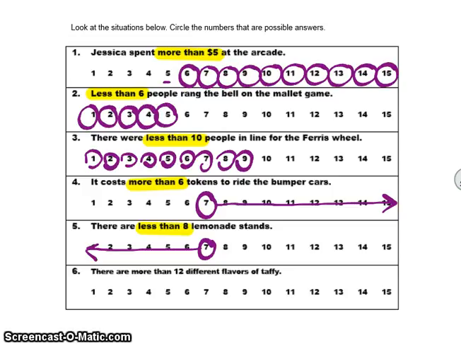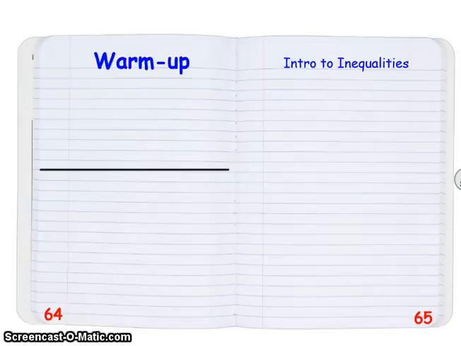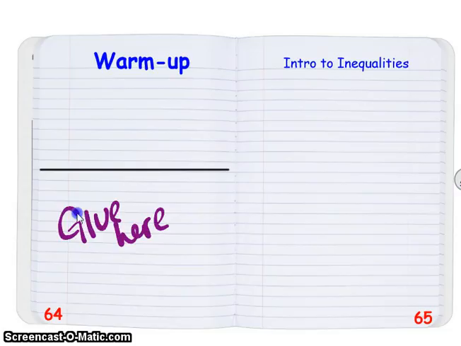Number 6, there are more than 12 different flavors of taffy. So more than 12. The first number that's bigger than 12 is 13. And I want to include all of those numbers that are more than 12. You're going to want to glue this paper in underneath your warm-up. So if you go to your notebook, it's going to go right here. You're going to glue that in here. You may have to fold your paper in order for it to fit.